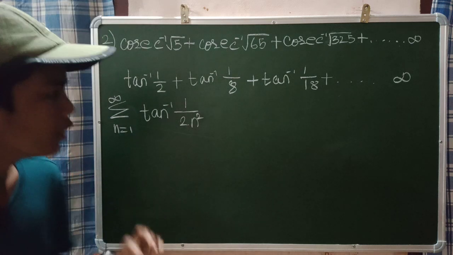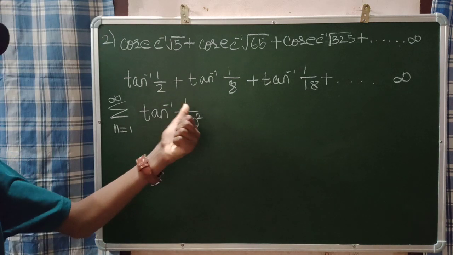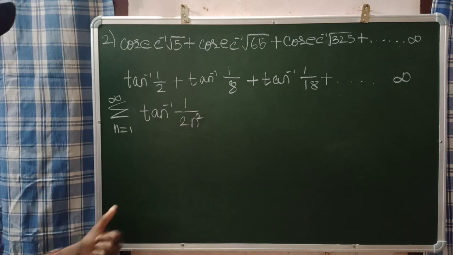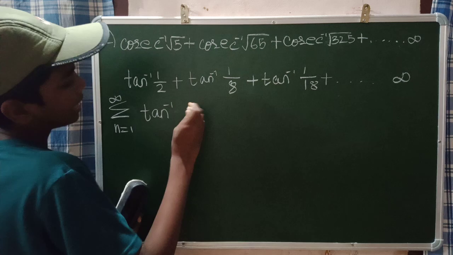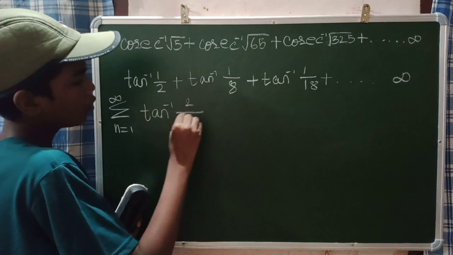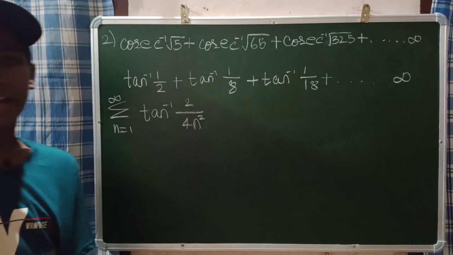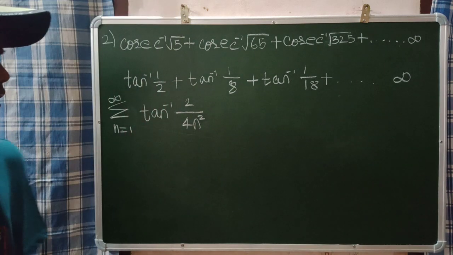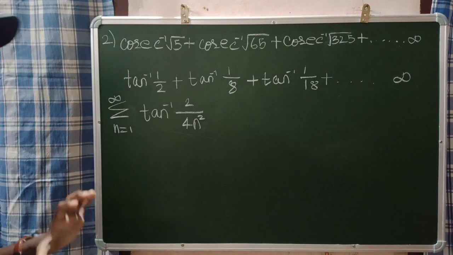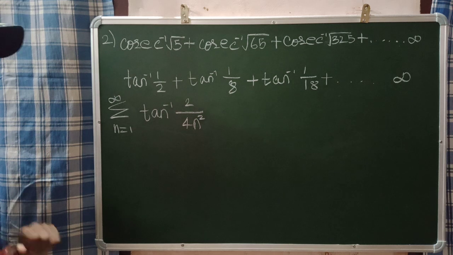So what I am going to do, listen carefully, I am going to multiply 2 on both numerator and denominator. When you multiply 2 on both numerator and denominator, you get 2 by 4n square, because I already had 1 by 2n square. And that's what I am getting now.